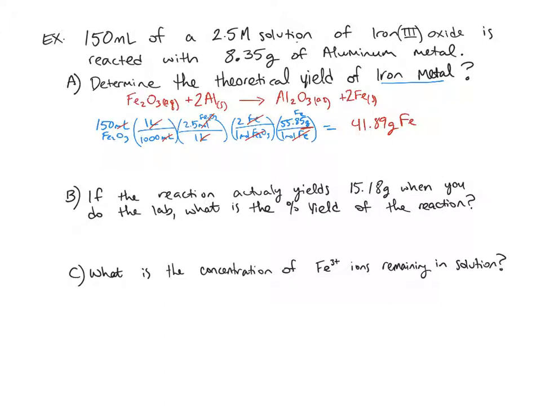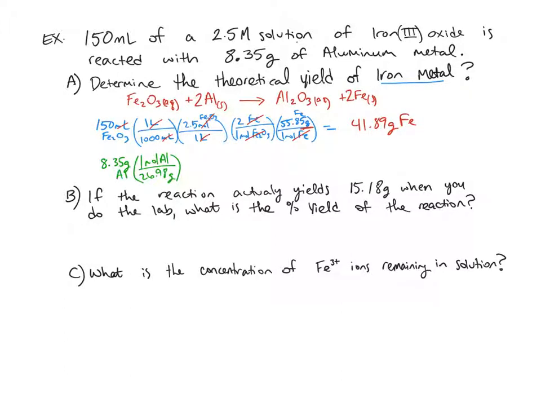Good. Perfect. Okay. So let's start with our other reactant, and our other reactant was our aluminum metal. So this time I'm starting with grams. So I have 8.35 grams of aluminum. Now I'm going to go grams to moles. I know that aluminum has a molar mass of 26.98 grams because I found it on my periodic table. That is for every 1 mole of aluminum.